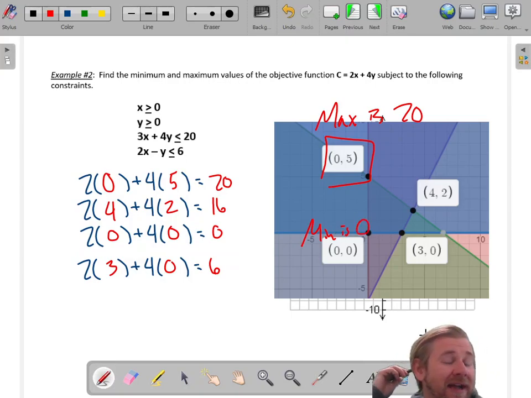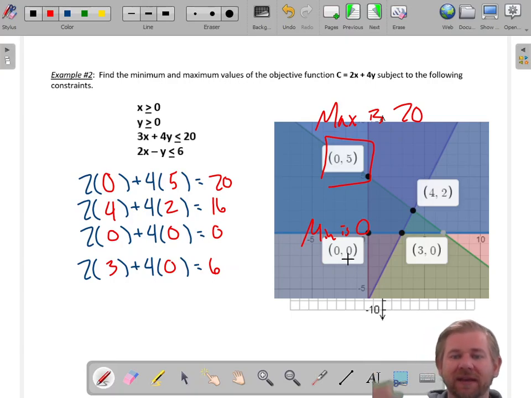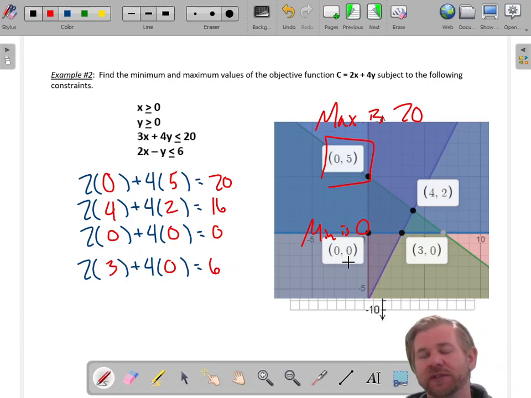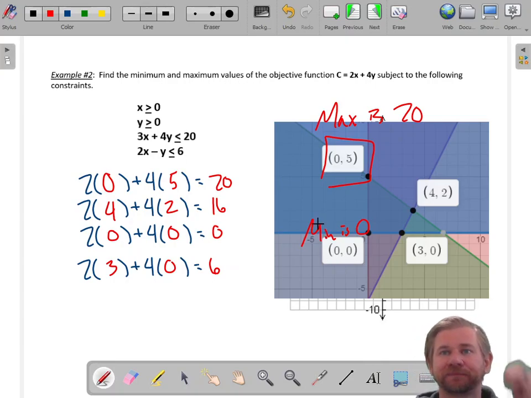And again, it's very common that the minimum is 0. You should hopefully take from this, if you do nothing, you will make no profit. If you do nothing, you're not going to accomplish a whole lot in anything you're doing. So this makes sense to me. If you do nothing, you will get nothing. So if (0, 0) is an option, it's usually the minimum. So that's the process. You graph the constraints, you find the feasible region, you identify the vertices, and then you test them in the objective function.